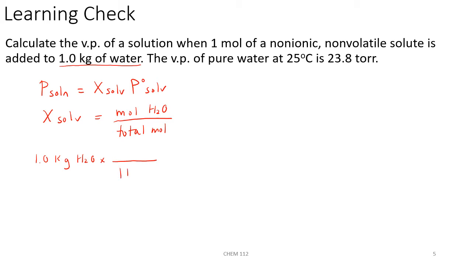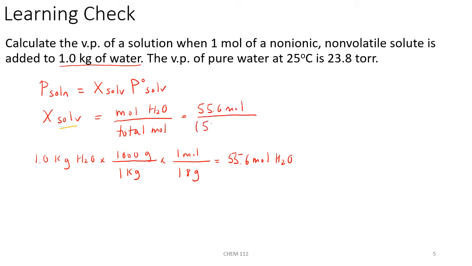There's 1 kilogram equivalent to 1,000 grams. And then using the molar mass of water, 1 mole of water is equal to 18 grams. That gives us 55.6 moles of water. That's going to be in our numerator since we're calculating the mole fraction of the solvent this time. So 55.6 moles on the top, and then in the denominator we're putting our total number of moles.